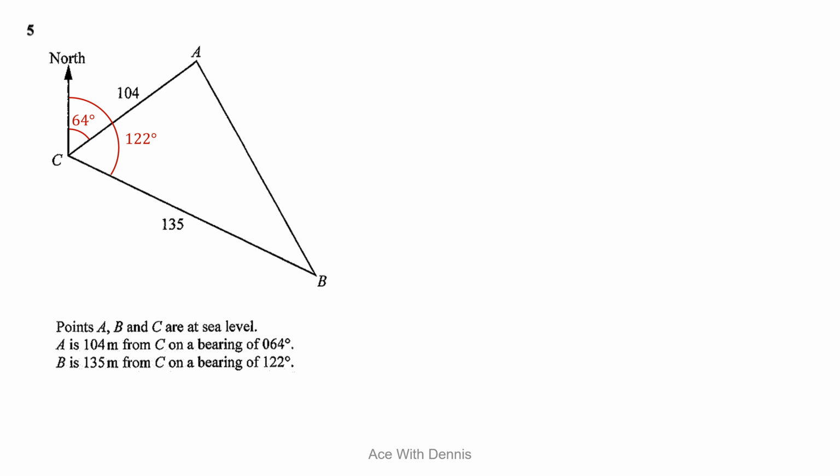Now let's look at the question. A, calculate AB. 3 marks. To calculate AB, the first thing we need to do is find this angle. This angle is angle ACB, and it is 122 degrees minus 64 degrees. We get 58 degrees. Let's label it as 58 degrees.